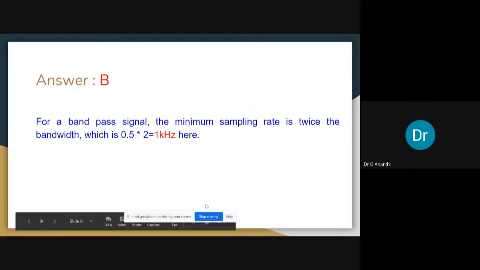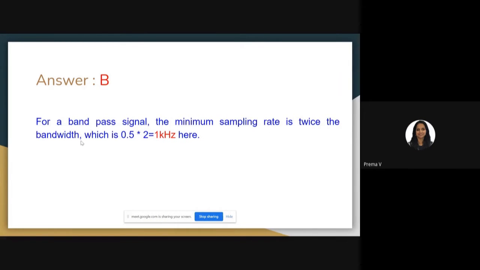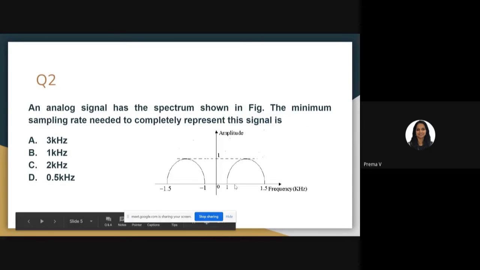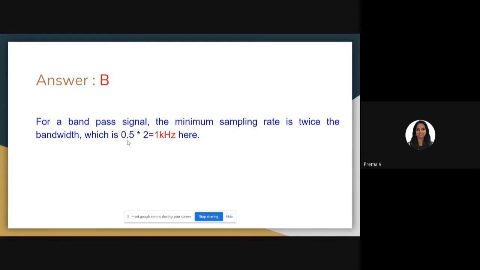And the answer is, because it's a band pass signal, the minimum sampling rate will be twice the bandwidth. So here you can see that the bandwidth is 0.5 kilohertz. So twice the bandwidth will be 1 kilohertz. So that will be the sampling rate. Go back to the question.